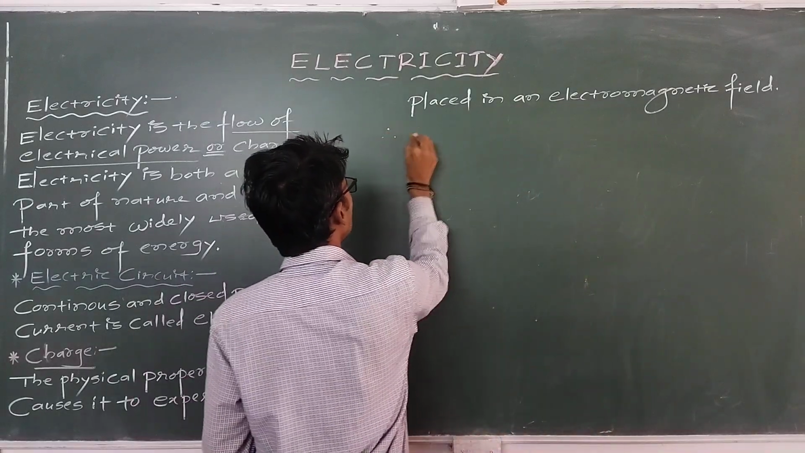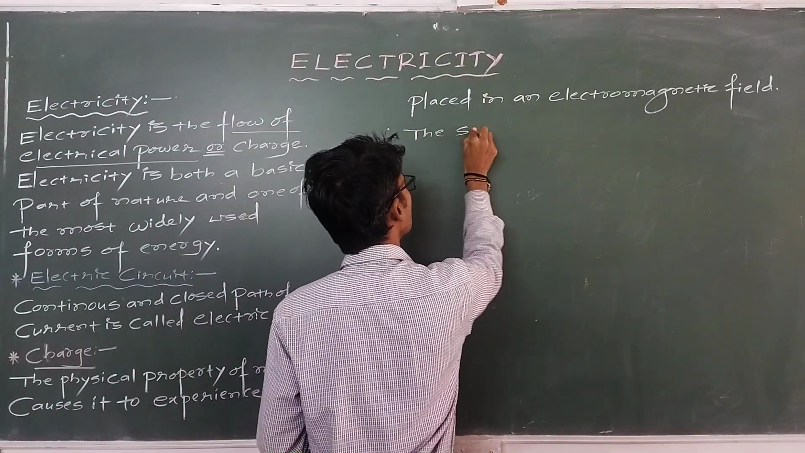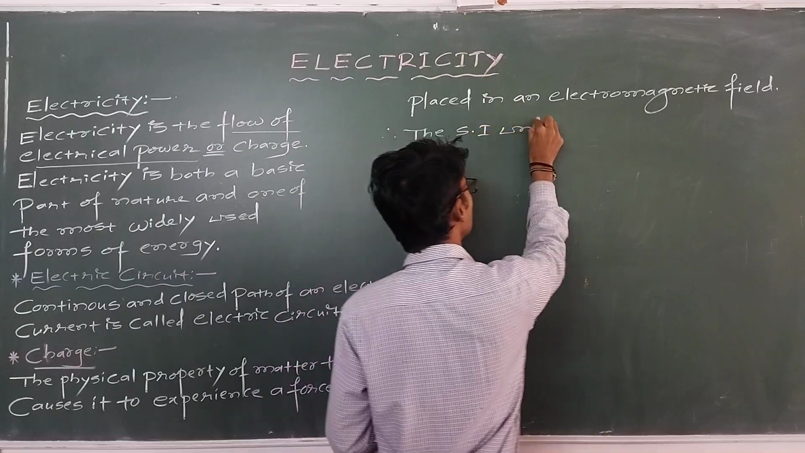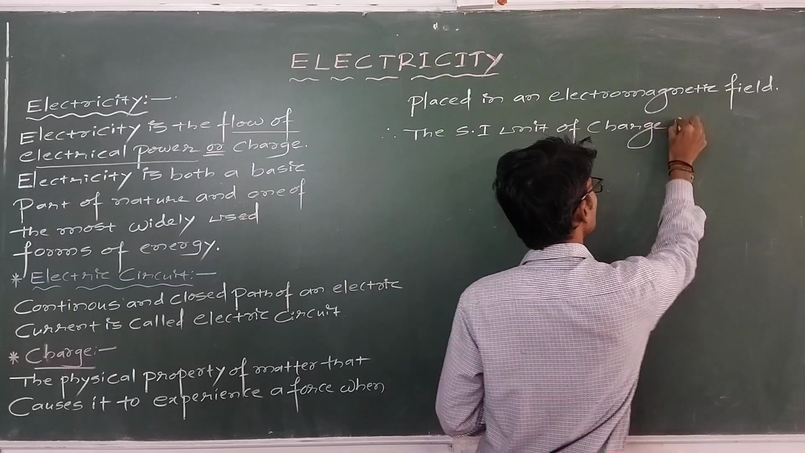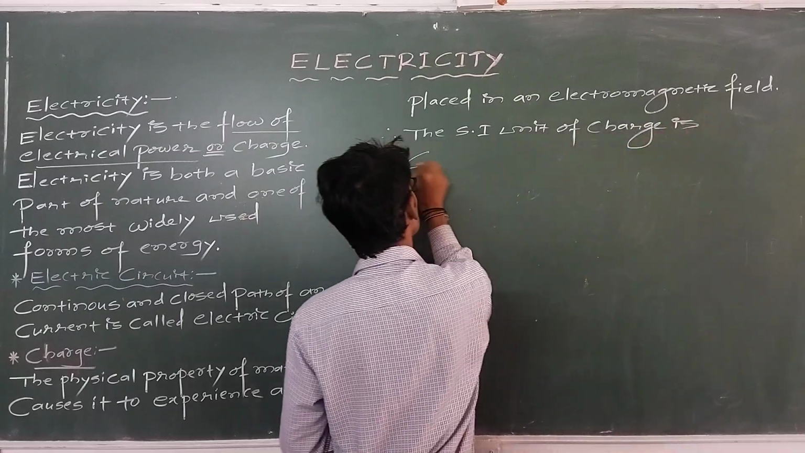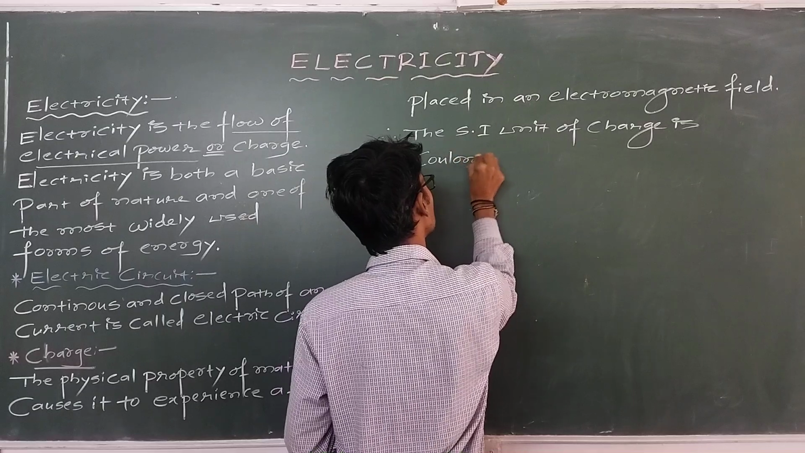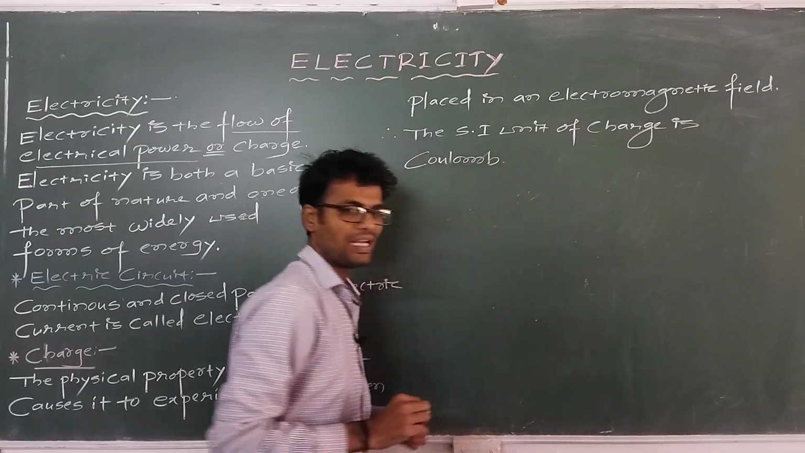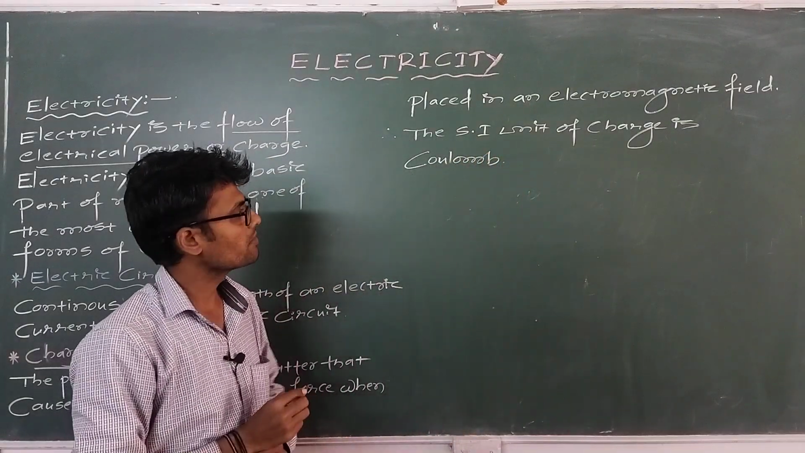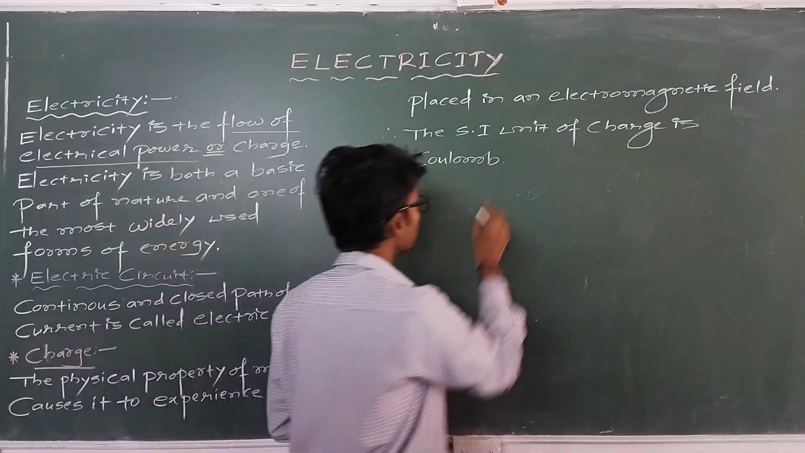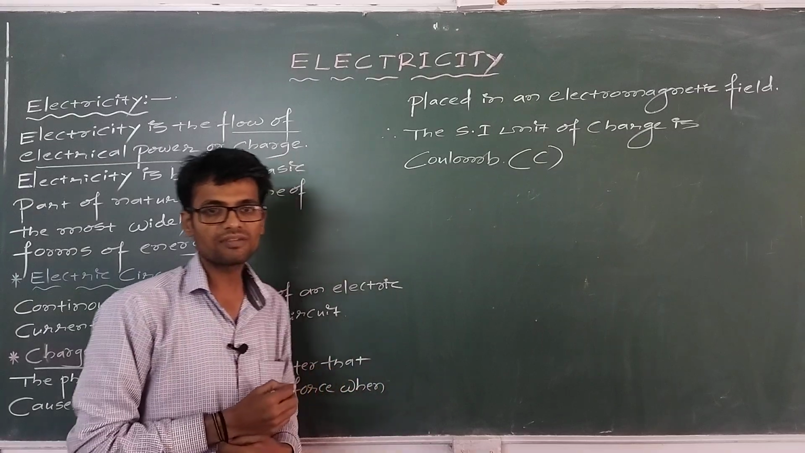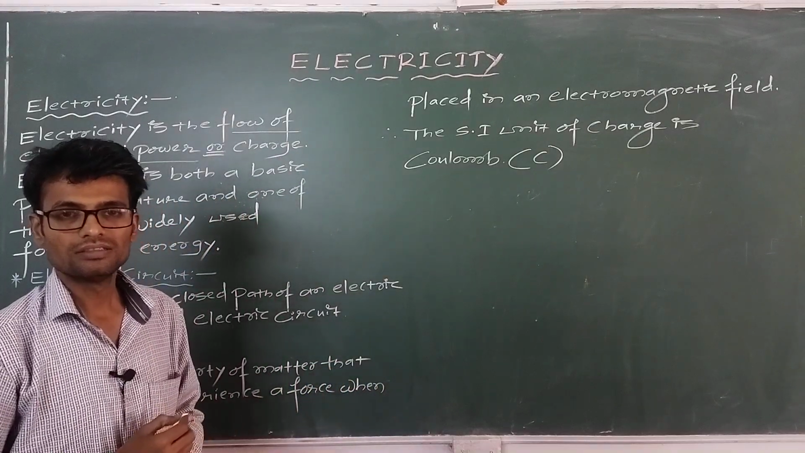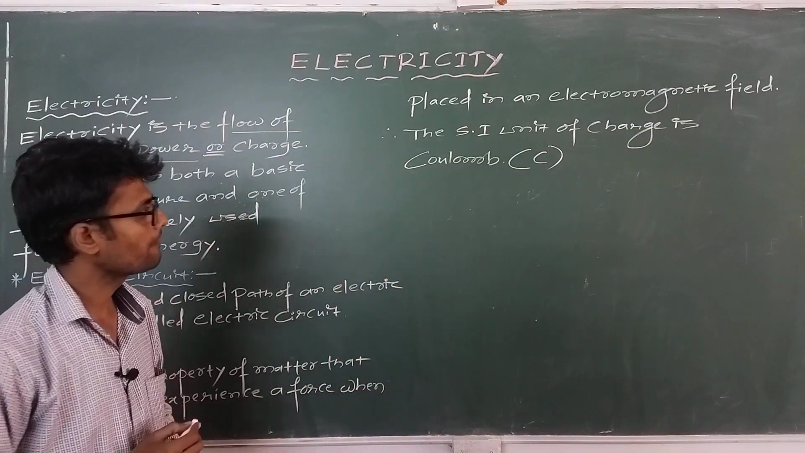Now I will write the SI unit of charge. The SI unit of charge is the coulomb. The international system used to measure charge is the coulomb and its symbol is capital C. So remember, the SI unit of charge is the coulomb.